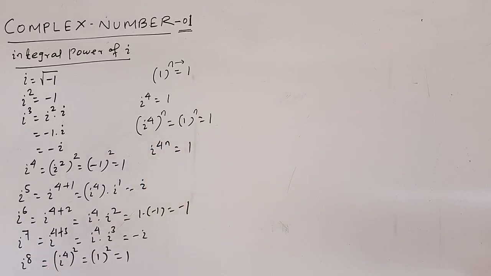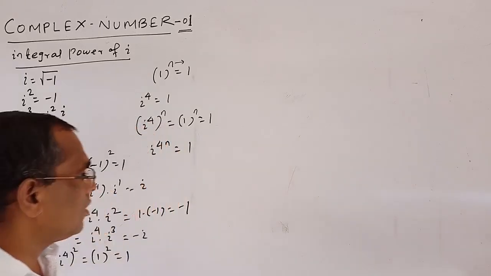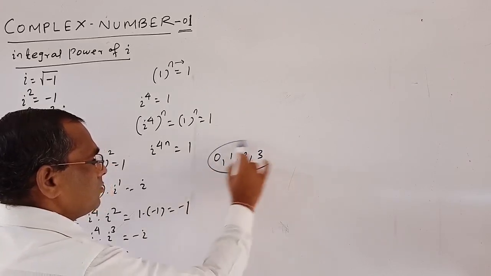And you know any number, since i fourth equals 1, i square equals minus 1, i cube equals minus i. Any number when divided by 4, the remainder may be 0, 1, 2 or 3.